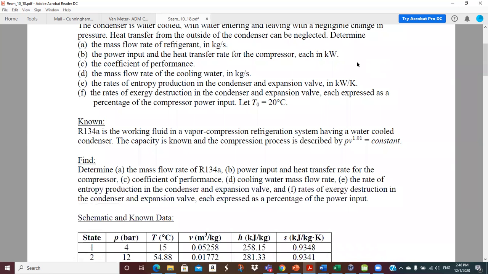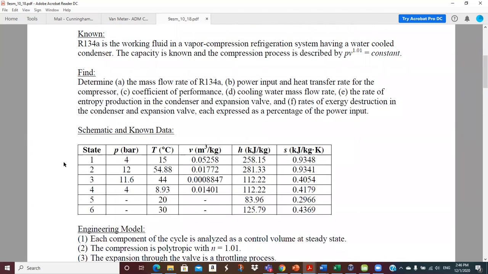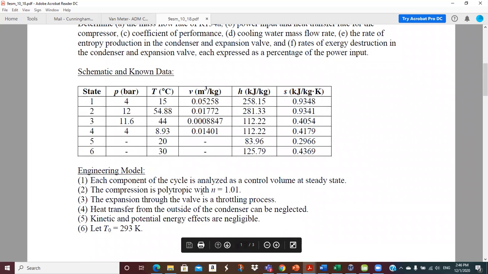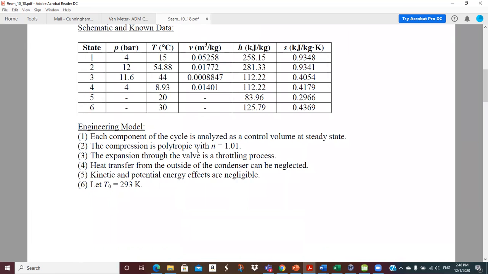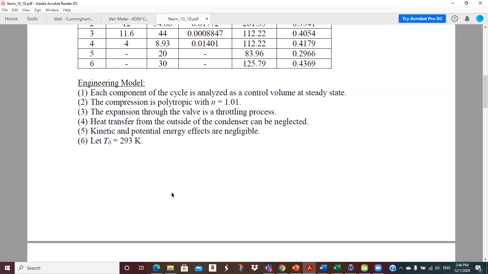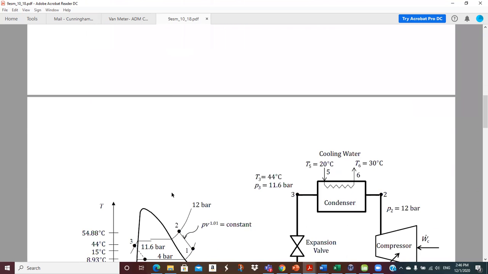Okay, so this is just restating. So here are the states: 1, 2, 3, 4, 5, 6, and the engineering model: control volume, steady state, polytropic process with n equals 1.01. Expansion valve is the throttling process. Heat transfer from the outside of the condenser is neglected. Kinetic and potential energy effects are negligible. And this T0, that's tied up in the exergy calculation, which we're not going to worry about.